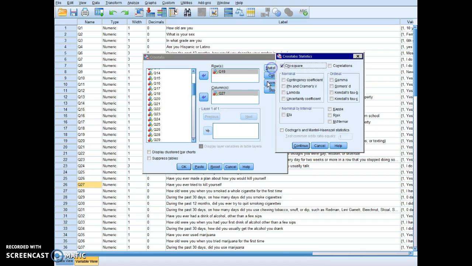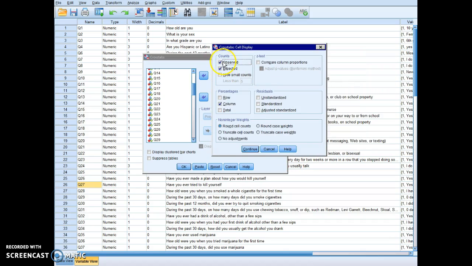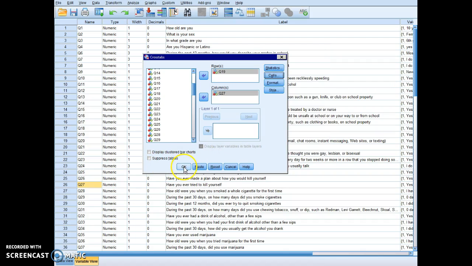I'm going to click on Statistics and make sure that the chi-square box has been checked. Hit Continue. Go to Cells and make sure that the observed and expected counts are checked. This helps us to see the data that we observe from the data that is run, and then the expected count, which tells us about the null hypothesis that there is no relationship. And I'm also going to look at the column percentages to give us a clearer idea of the data. Hit Continue and then press OK.